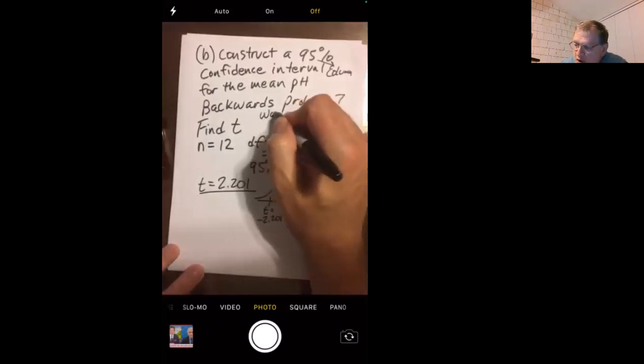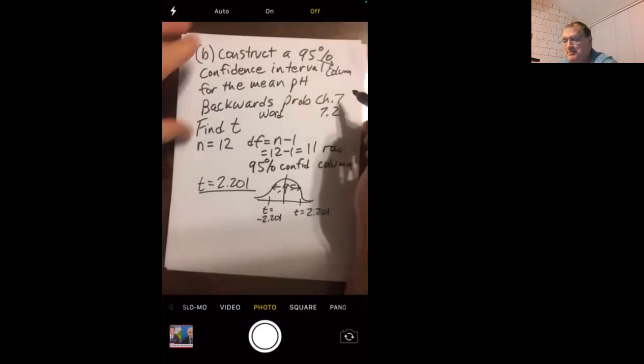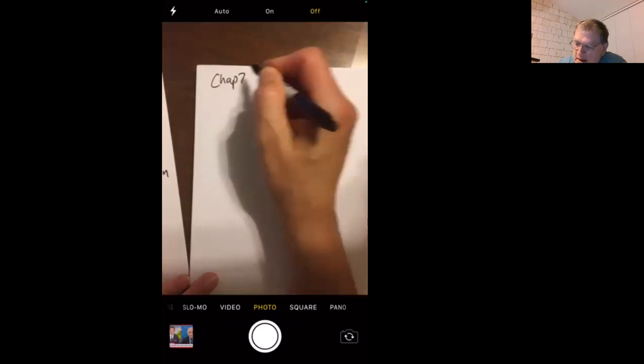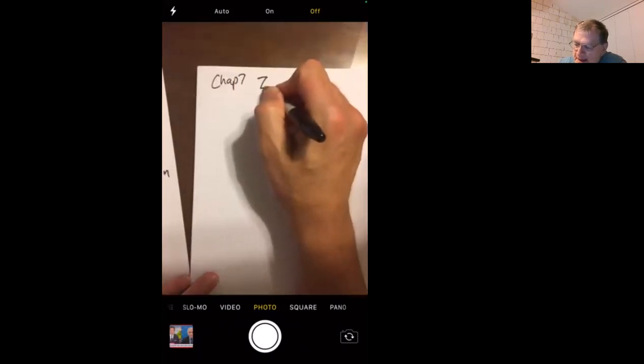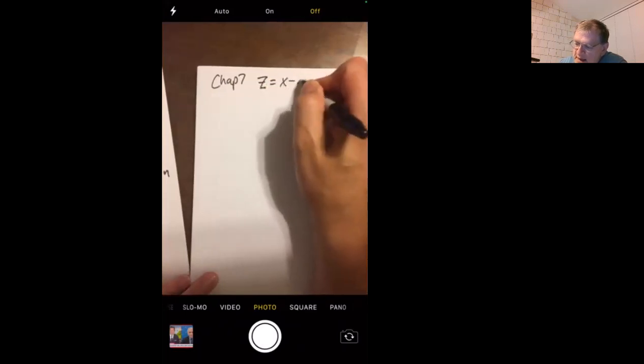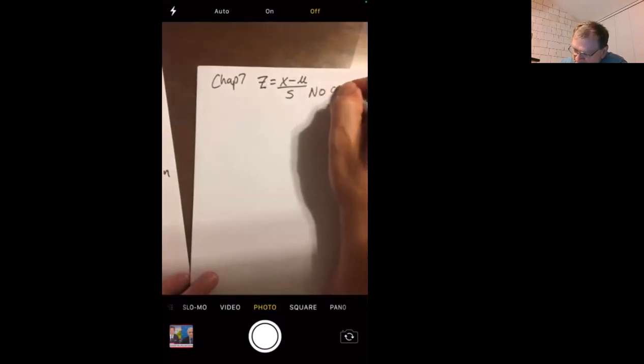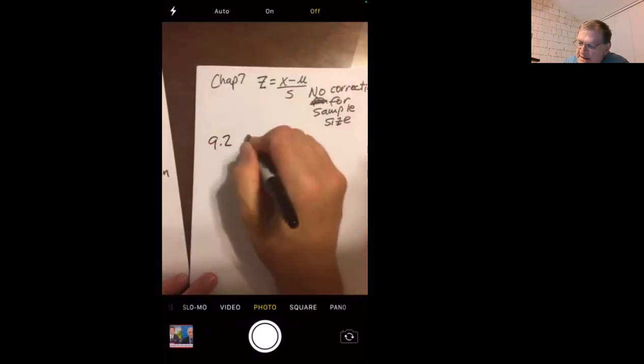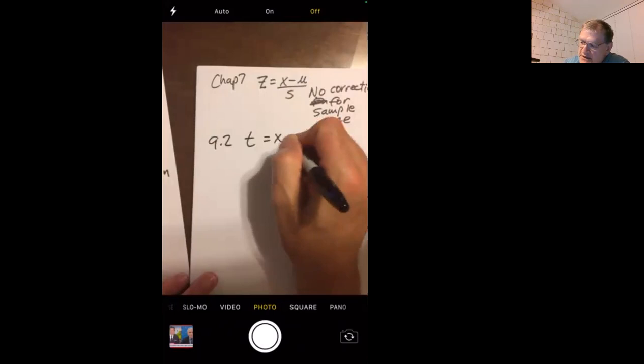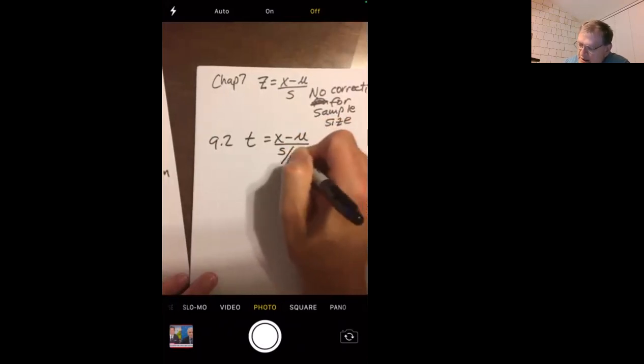Really, this was a backwards word problem from chapter 7. Do you remember how we did those? Yes. I'll see if you remember the formulas. Chapter 7, remember we have Z equal to X minus mean divided by standard deviation. Remember, there was no correction for sample size. So in 9.2, it's going to be T equals X minus mean divided by standard deviation, but it's corrected for the sample size.